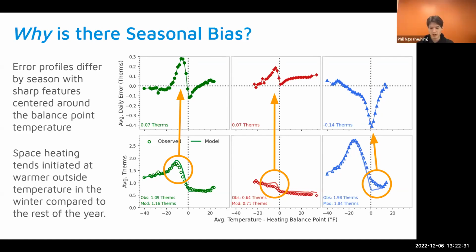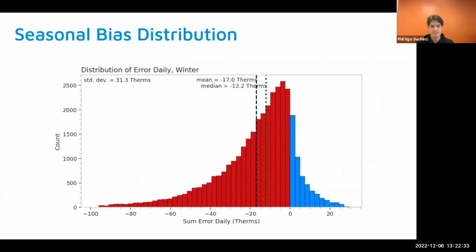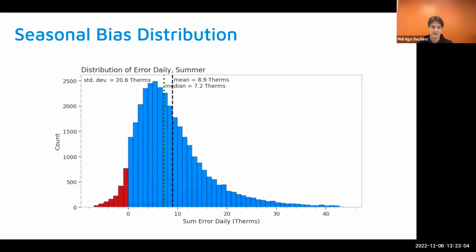Finally, one more chart, and then I'll hand it back over to Travis. Wanted to show you the seasonal, maybe two charts. What you're looking at is a count of buildings where you're seeing an overall error. This histogram is showing you that in the winter, there's a lot of red, not a lot of blue. So clearly there's a bias, and you're seeing the opposite effect during the summer.